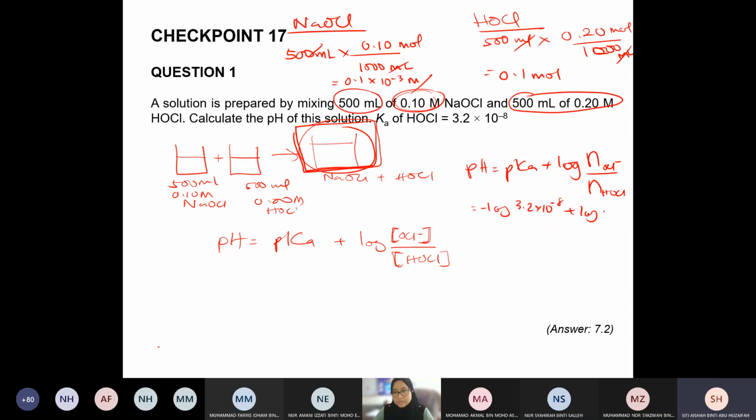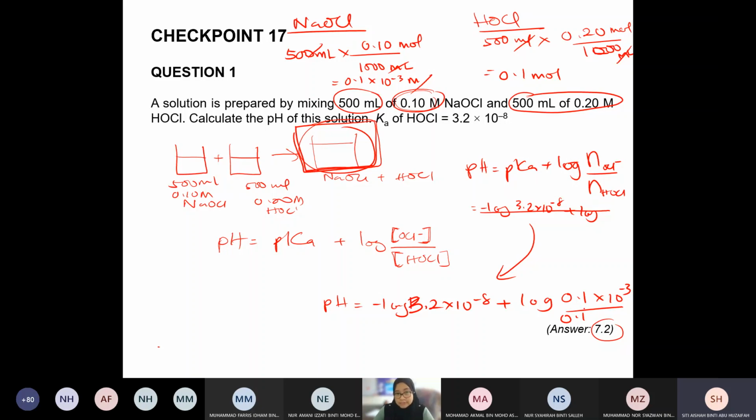Okay, up here should be, sempit lah. Transfer kat bawah ni. So pH is equal to negative log 3.2 times 10 to the power of negative 8 plus log mol tadi kita dah kira kan 0.1 darab 10 kuasa negatif 3 over 0.1. Ni. Tekanlah kalkulator. Dapat tak jawapan dia sama 7.2? Okay. So patutnya dapatlah if we are using mole.